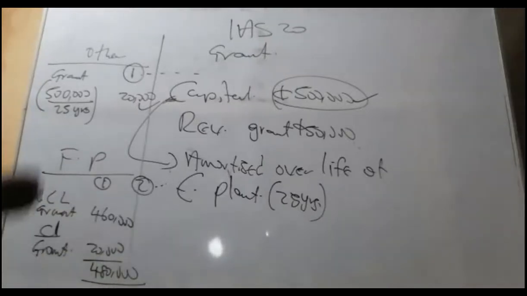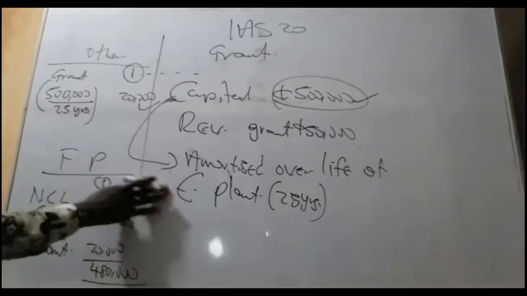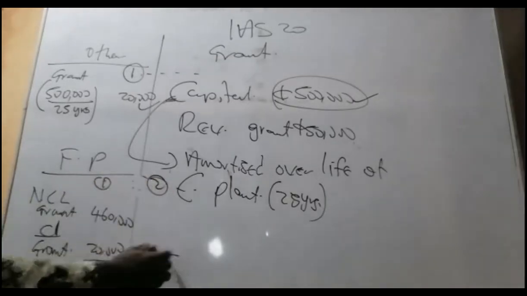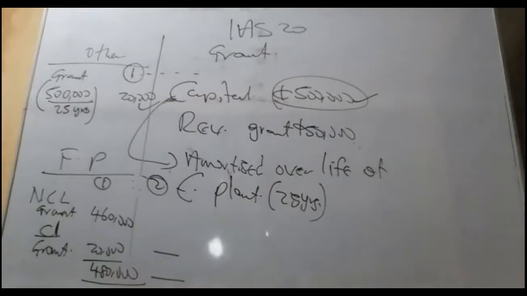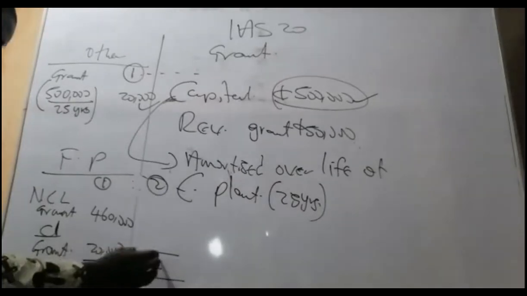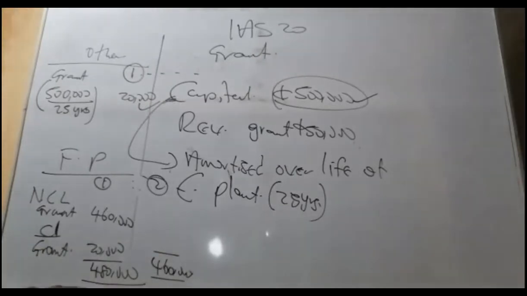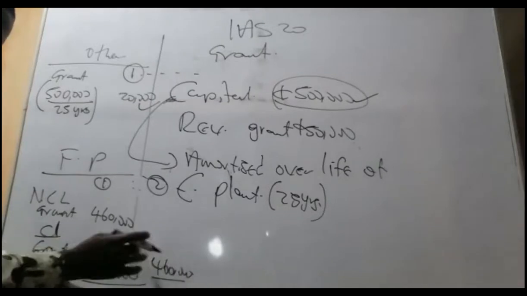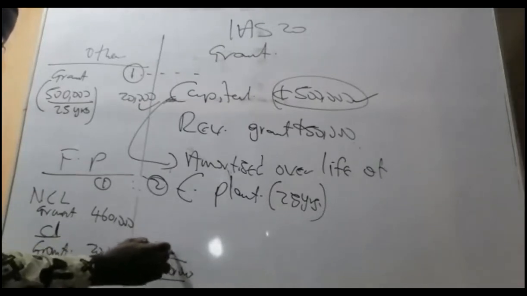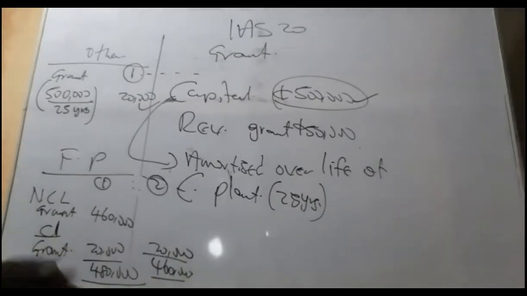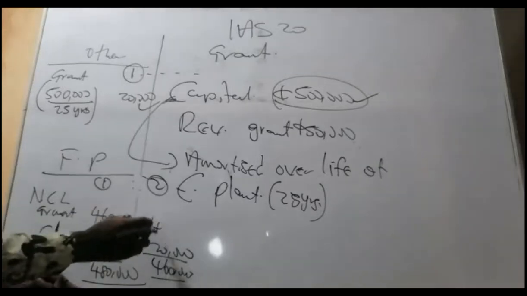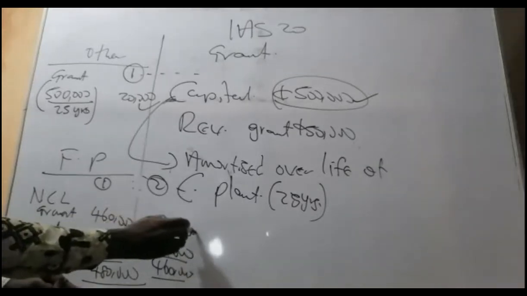And then when you go to year two, they've released cumulatively 40,000. So what is left? 460,000. Out of the 460,000, 20,000 will still be current liability. Then non-current will be what? 440,000, in that order.